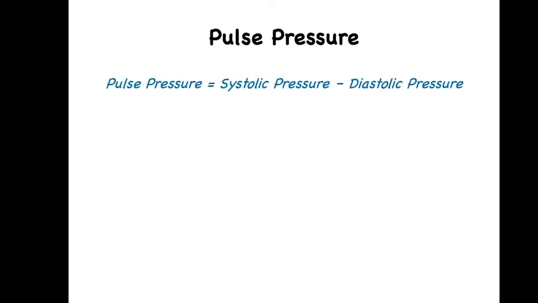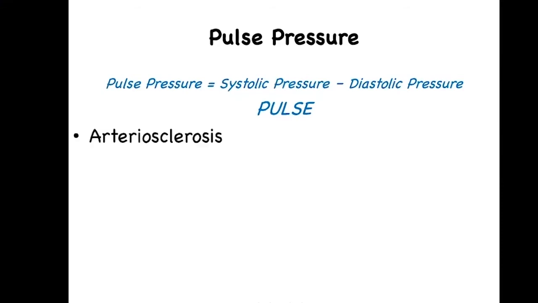Let's move on to pulse pressure. What is this? Pulse pressure is the difference between the systolic pressure and the diastolic pressure. If systolic pressure is 120 millimeters of mercury and diastolic pressure is 80 millimeters of mercury, the pulse pressure then will be 40 millimeters of mercury. The elasticity of a healthy artery will allow you to feel this as the pulse.